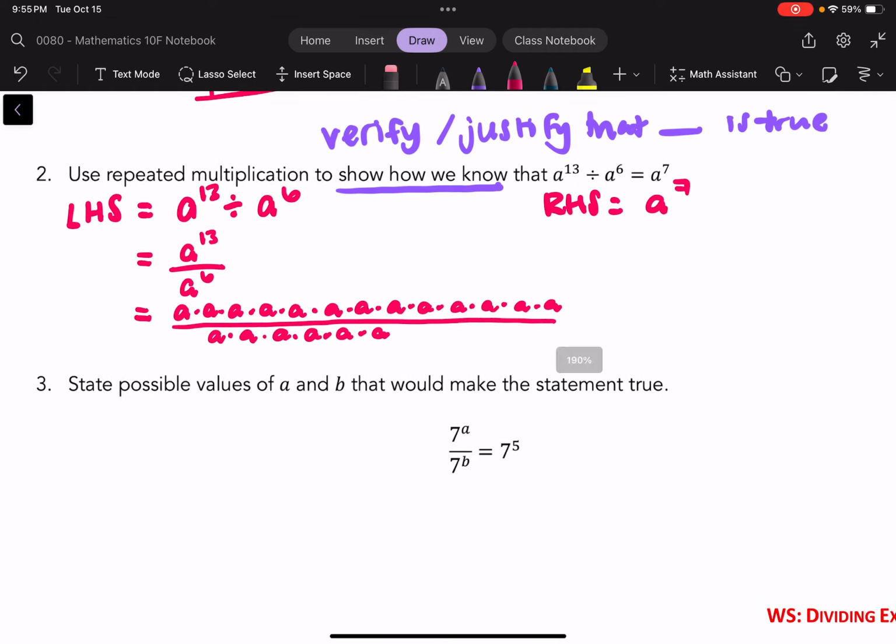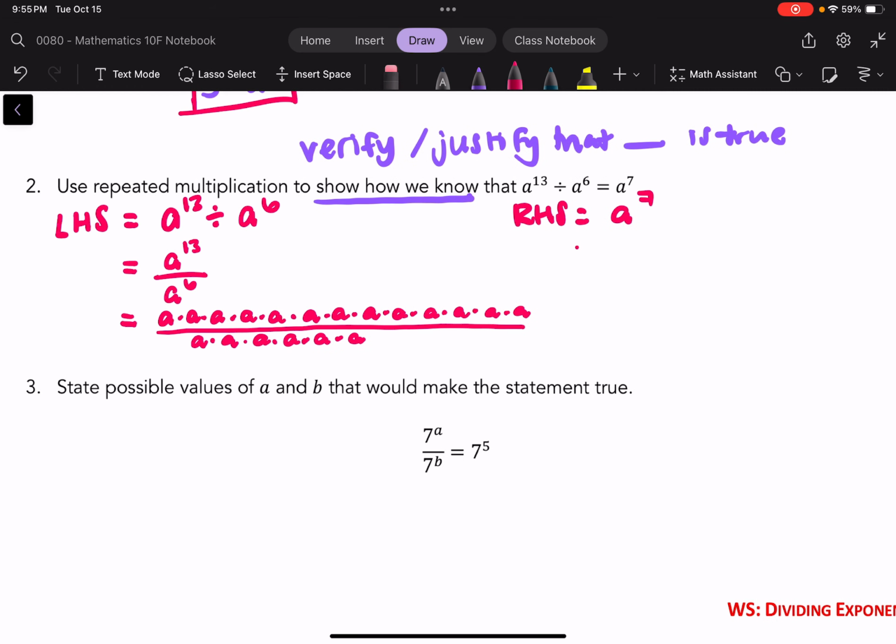While I'm in the mood of repeated multiplication, I might as well do the same kind of strategy with my right-hand side. The right-hand side is much more simplistic because it's a simple 1 power. So we're going to write that out as a to the power of 7. So 7 A's all multiplying with each other. Okay, now we've done the repeated multiplication, but my two sides do not look equal quite yet.